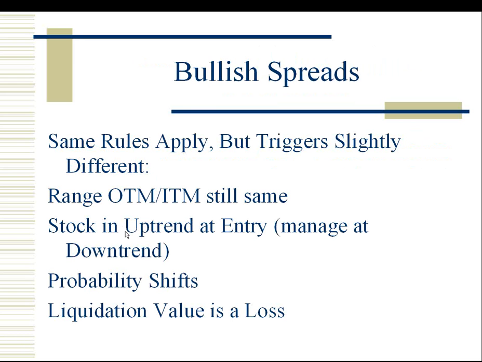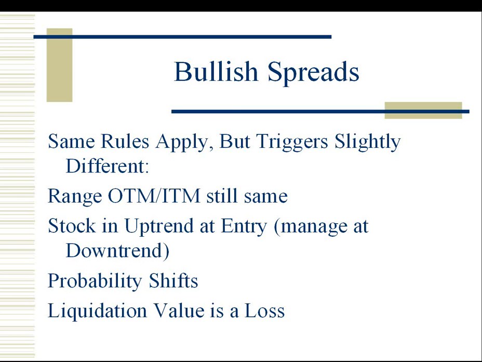All right, so we talked a lot about the bearish spreads, but what about the bullish spreads? Well, the same rules apply, but the triggers are slightly different. Our range in or out of the money when we opened a bullish spread would be the same. I'd still want to be maybe 5% out of the money and look for a good 11% leverage return if I'm going 30 days out in time on a standard bull put spread. Or if I'm doing a weekly bull put spread, I'm probably going to be 2 to 3% out of the money, but still looking for that good leverage return.